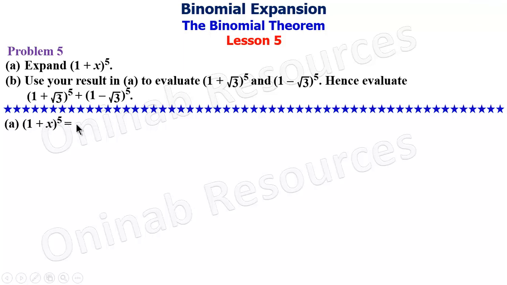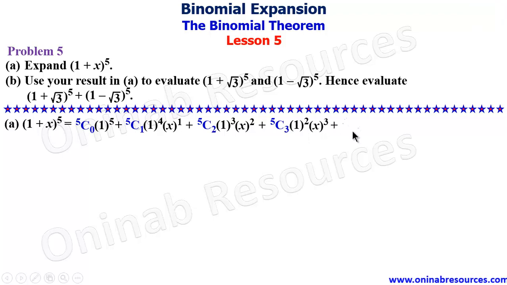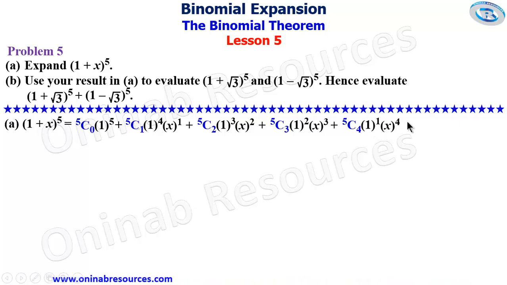So in our expansion, we have the first term to be 5 combination 0, then 1 raised to the power 5 plus 5 combination 1, 1 raised to the power 4, then x raised to the power 1 plus 5 combination 2, 1 raised to the power 3, x raised to the power 2 plus 5 combination 3, 1 raised to the power 2, x raised to the power 3 plus 5 combination 4, x raised to the power 1, then x raised to the power 4, and finally plus 5 combination 5, x raised to the power 5.